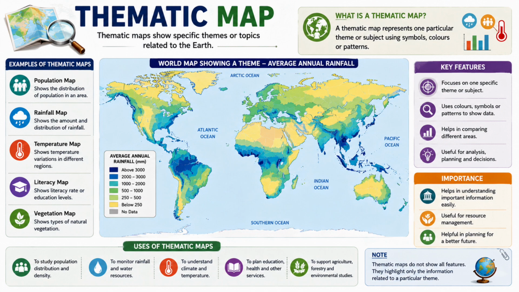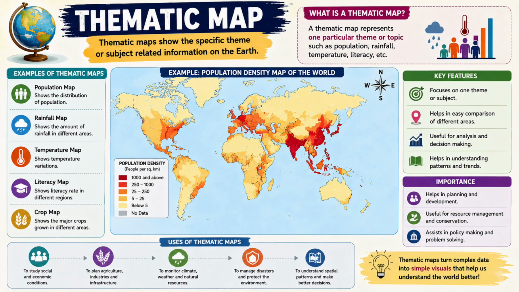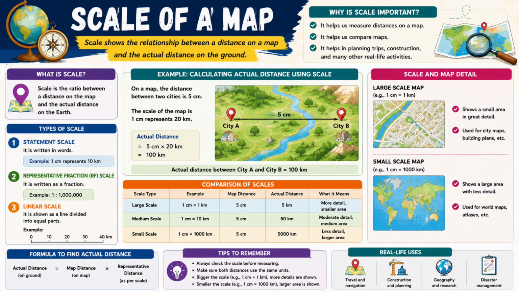Thematic maps focus on one specific topic. For example, rainfall, population, forest, crops, industries, and roads. If we want information only about rainfall, we use a rainfall map. Similarly, a population map shows population distribution. So, thematic maps are designed to provide detailed information about one particular theme.